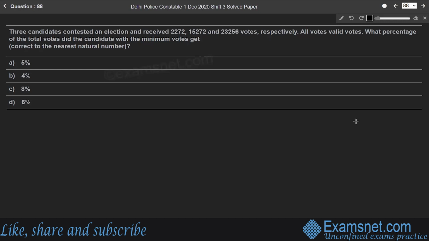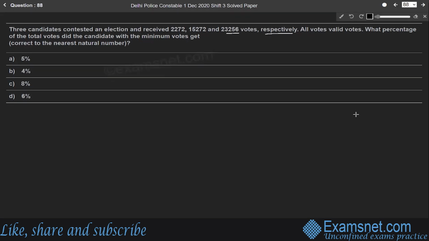Question 88. Three candidates contested an election and received 2272, 15,272 and 23,256 votes respectively. All votes are valid votes. What percentage of the total votes did the candidate with the minimum votes get? Correct to the nearest natural number. Right? So here we are using the formula of percentage. So in the question it is asked for what percentage of the total votes. So here percentage is equal to any value divided by total value into 100, right?